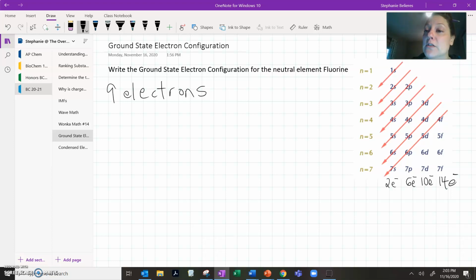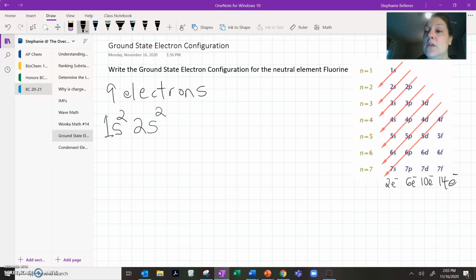Okay, so I'm starting up here with my 1s. I'm going to write a 1 for the n number. S is the first subshell type, and I can put 2 in there, so I'm going to write that 2 as a superscript. Then I'm going to go down and up and then back down, and the next one I'm coming to is this 2s, and I can fit 2 in there. Now I'm going to see where I'm at in terms of my count. So I have 2 plus 2 is 4, and I need 9, so I need to keep going.